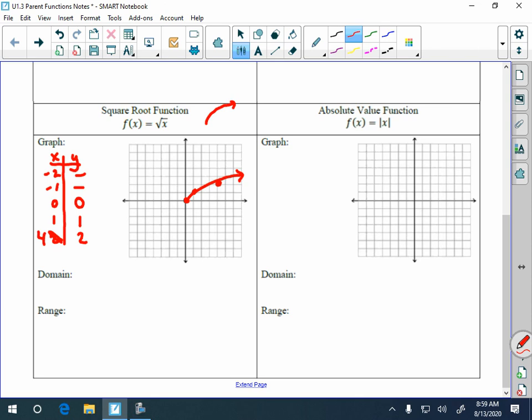Now, we want to get our domain in there. Again, if we start on the far left, where -infinity is, we want to ask ourselves, will that vertical line ever intersect our graph?